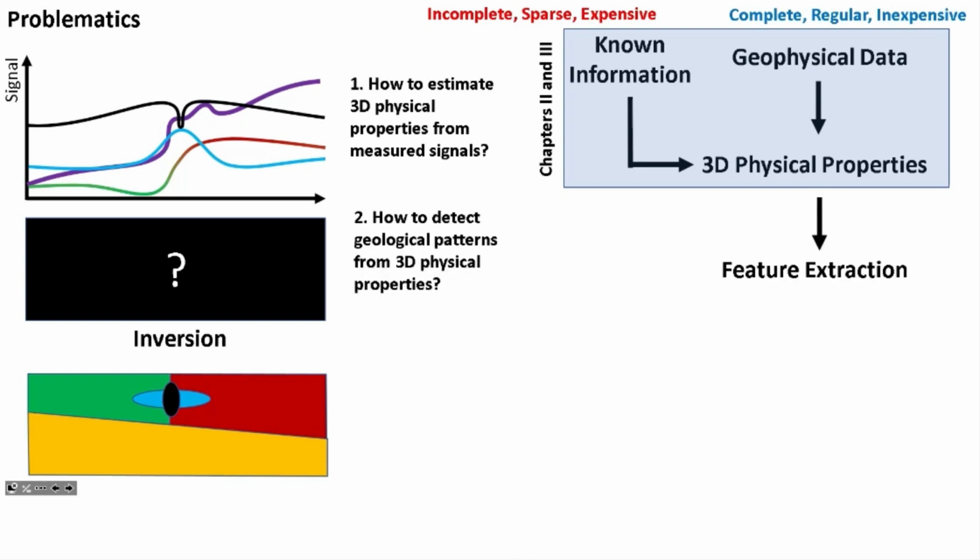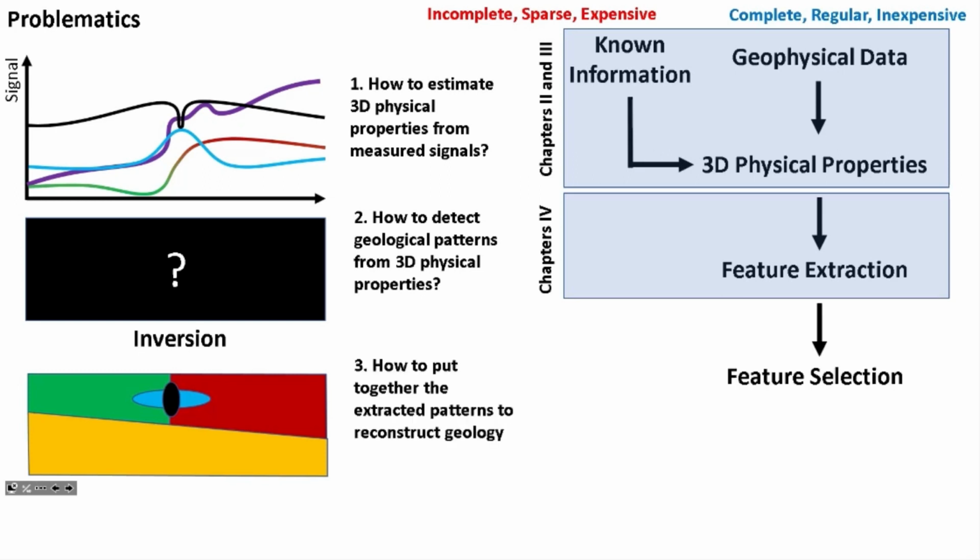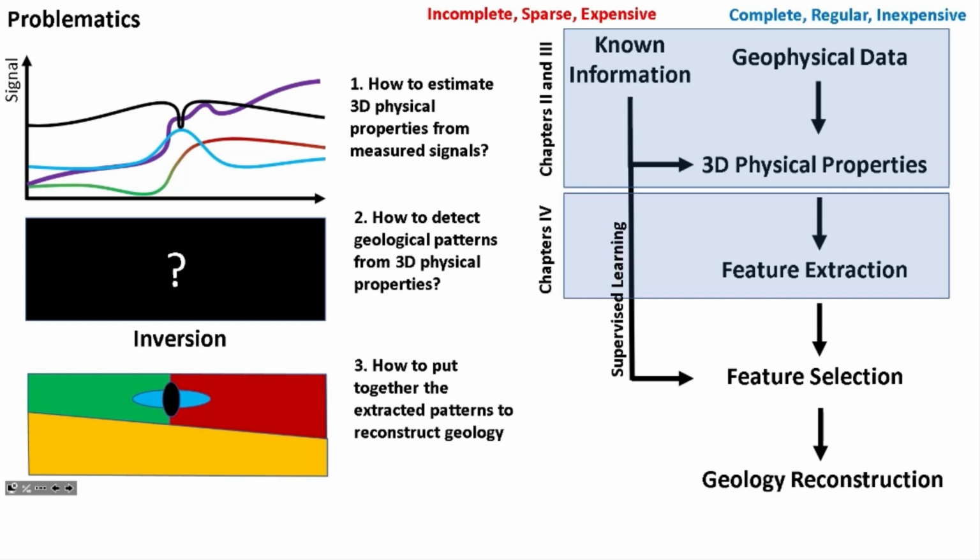The second question is addressed through 3D feature extraction. The presented numerical tool here provides a way to separate the overlapped geological sources inside physical property images. This is the topic of chapter 4 of this thesis. And finally, through feature selection, we address the third question. We present a 3D spectral learning algorithm that is supervised by available geological information to predict and reconstruct geological targets. And this is the topic of the last chapter of this thesis.